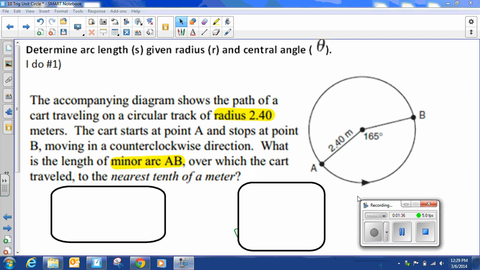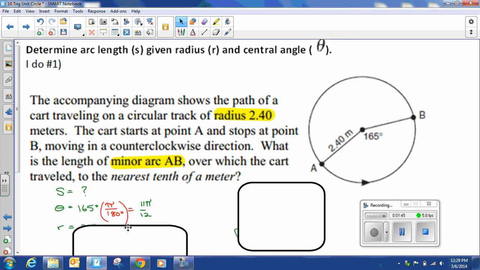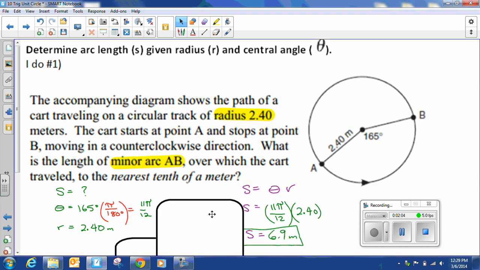Number 1. All right, so here we have our circle. We want to find S given r and theta. So write down the given information. This is what we're trying to find. Theta is given to us in degrees, 165 degrees. We have to convert to radians, so we use pi divided by 180. We end up with 11 pi over 12. And the radius is given to us as 2.4 meters. Plug it into the formula, multiply it out, and we get 6.9 meters.